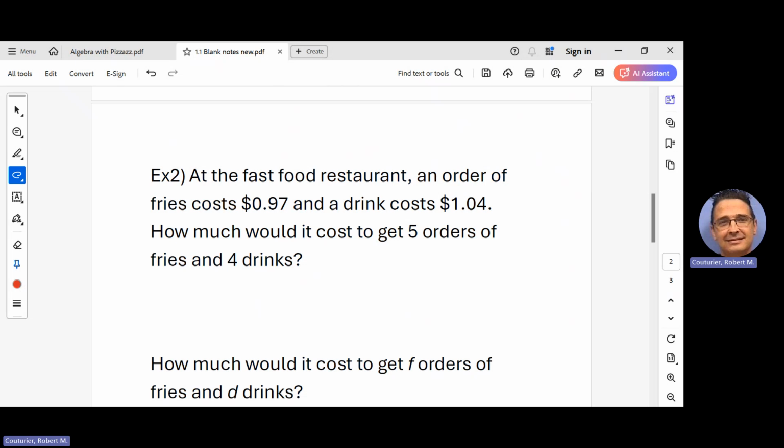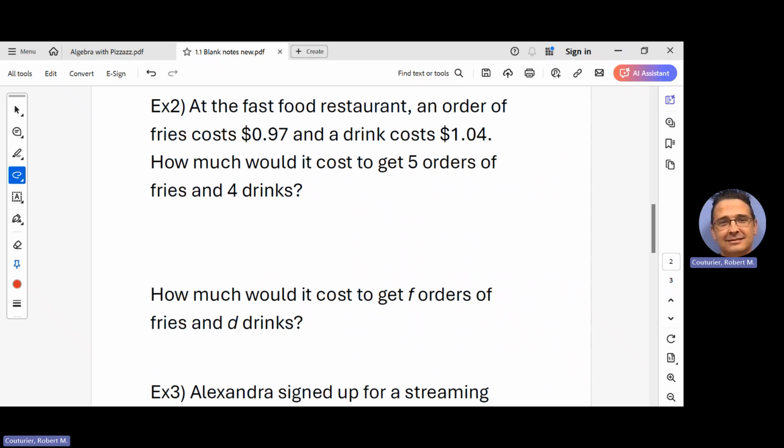At a fast food restaurant, an order of fries costs 97 cents, and a drink costs $1.04. How much would it cost to get 5 orders of French fries and 4 drinks? Again, that is not the hard part. The hard part is trying to figure out this equation. So when we look at this, we need to write the equation for any amount of French fries. It says use little f.